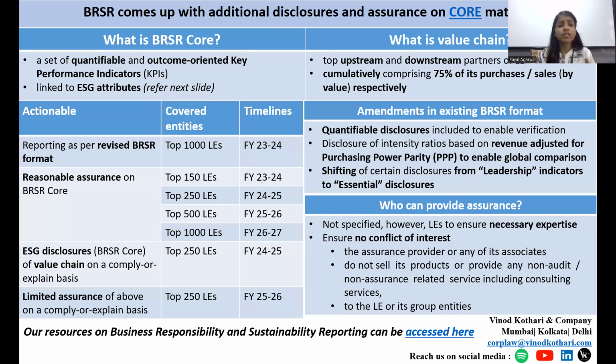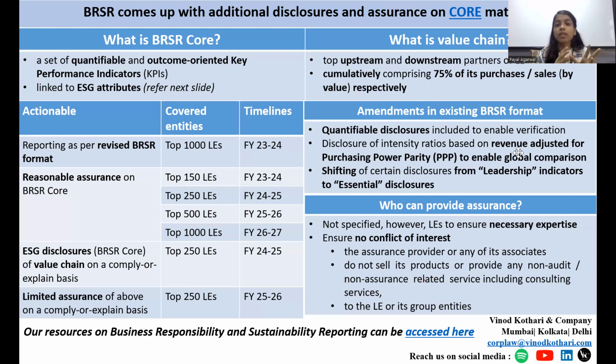We have been using this term value chain every now and often. So let us first understand what value chain means. In the context of BRSR, value chain has been defined to mean the top upstream and downstream partners of a listed entity, cumulatively comprising 75% of its purchases or sales by value, respectively. So the term respectively requires us to differentiate amongst the upstream partners and the downstream partners. Let us understand this one by one.